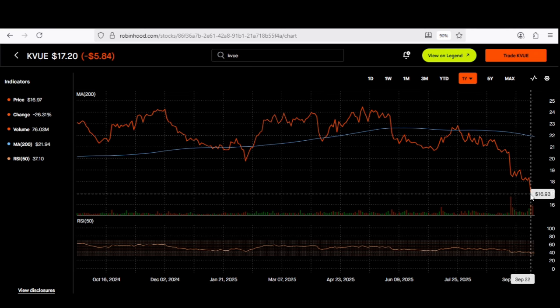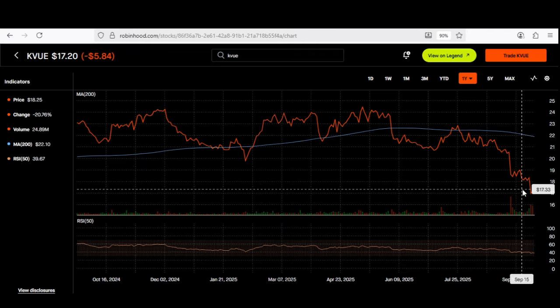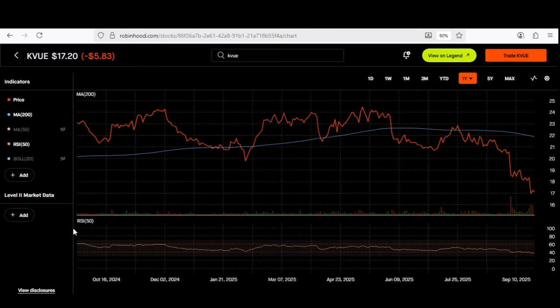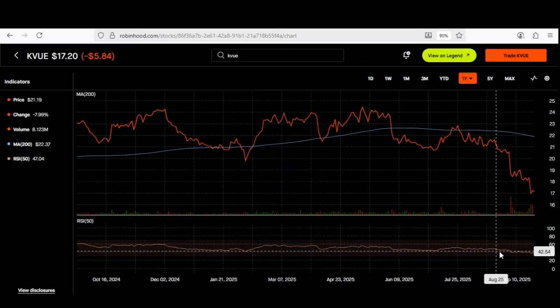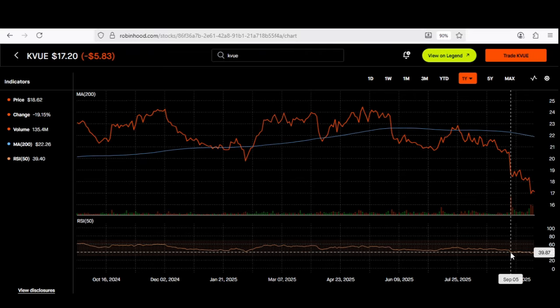So immediately that tells me that there's a lot of opportunity for the stock to go up. Can the stock continue going down? Absolutely. But what I see is that there's more upside than there is downside. Now, we're going to go down to the RSI right below that, and I have my RSI 50 right here. So the RSI tells us that the stock right now is trading at around a 40 RSI.